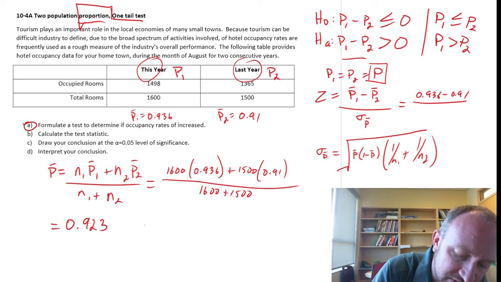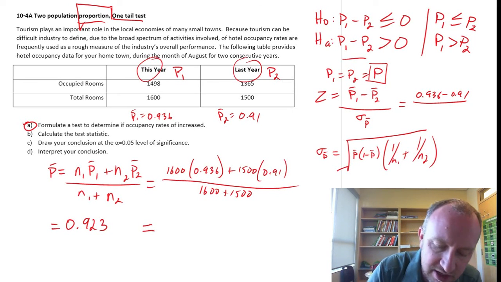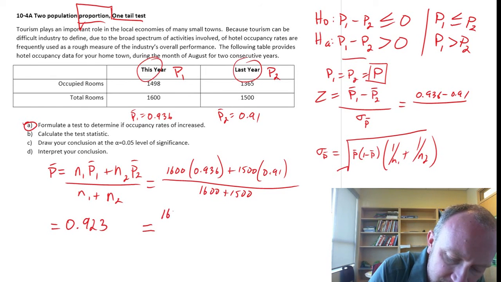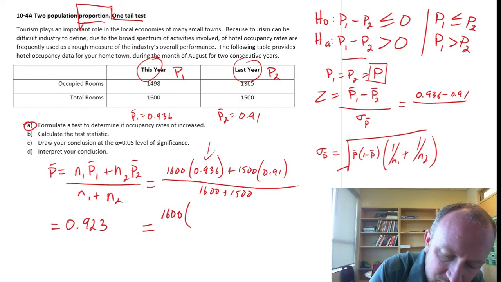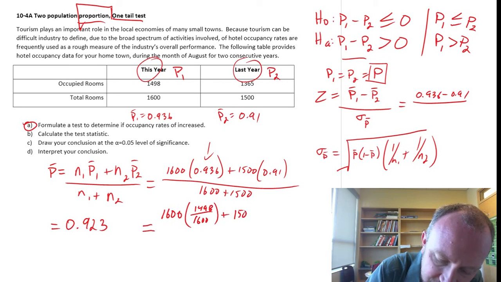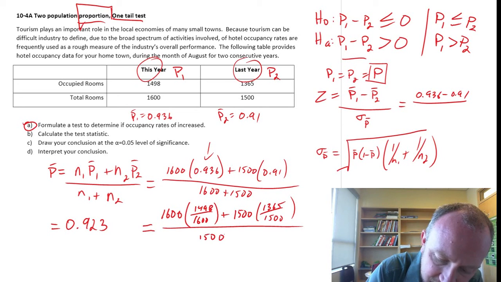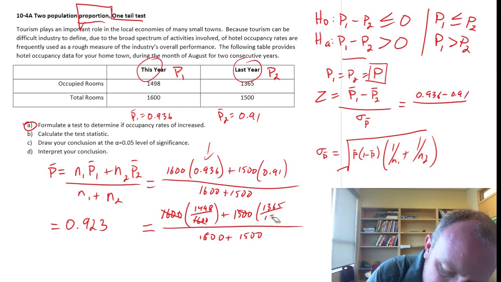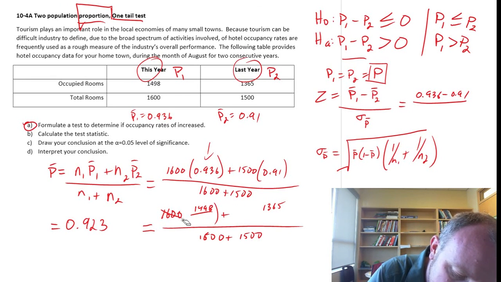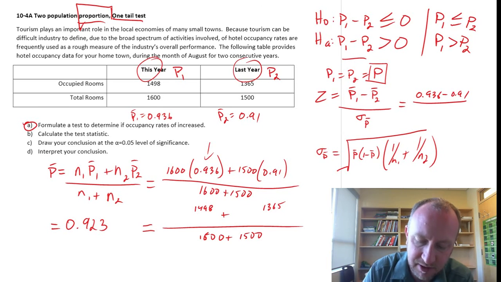Now, what we also could have done, and here I think I'm going to have a little bit of rounding, but the way that this was calculated, this is 1600 times that proportion, which I know was 1498 over 1600, plus 1500 times that proportion, which is 1365 over 1500, divided by the total sample size, 1600 plus 1500. So all of this just cancels out. And so if all of those values cancel out, why don't I just erase them? And we're just left with that.